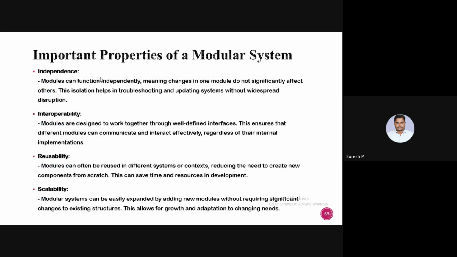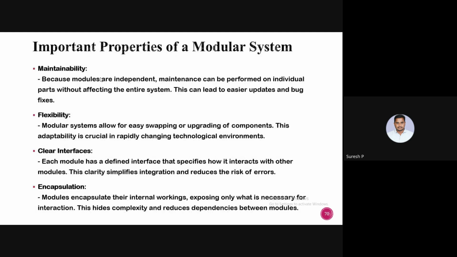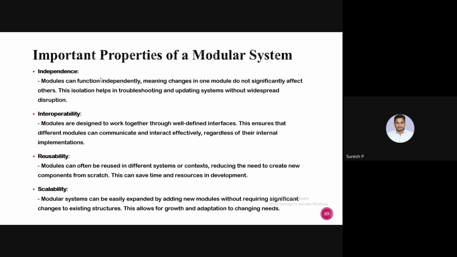So now let's discuss the important properties of a modular system. There are different properties. One is independence, interoperability, reusability, scalability, maintainability, flexibility, clear interfaces, and encapsulation. So these are the different properties of a modular system. Independence means the large problem is divided into smaller modules, and every module can be executed independently without worrying about others. So here we will get the independence feature.